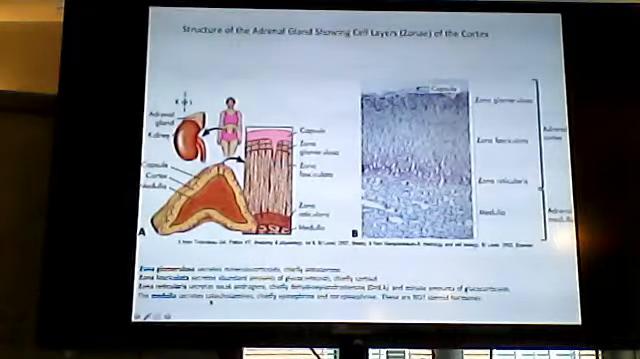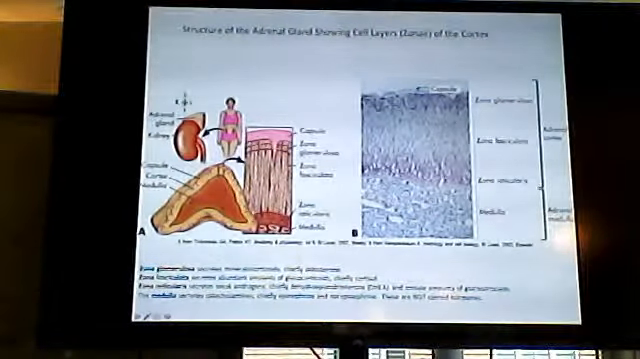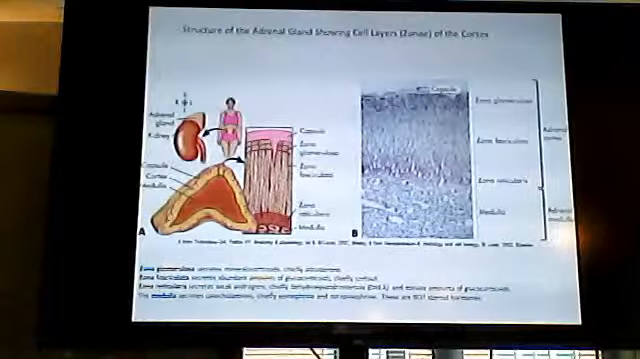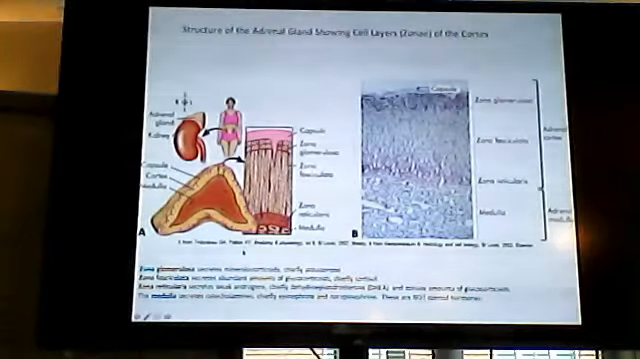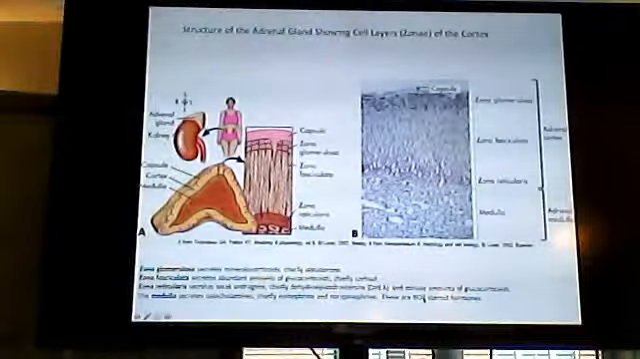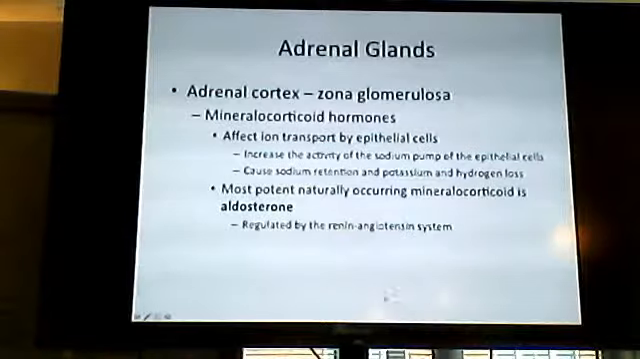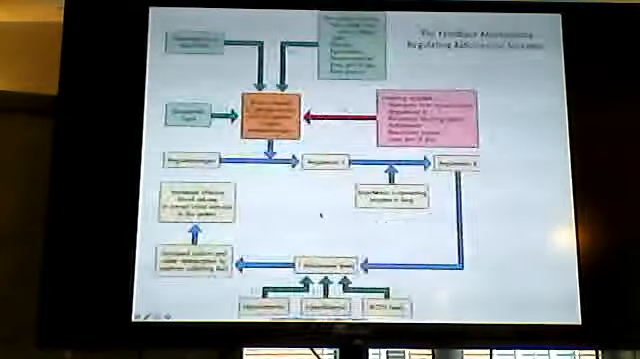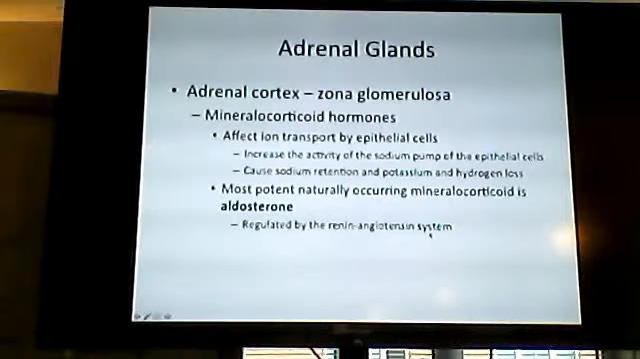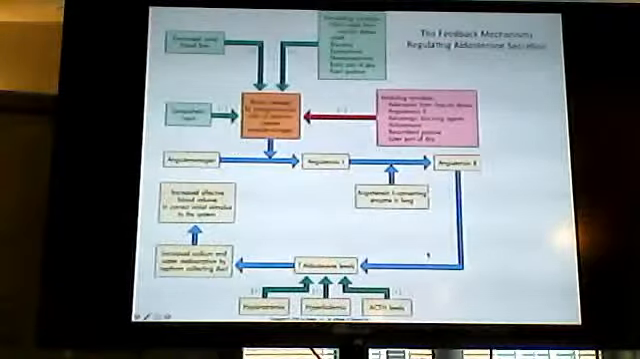And then the medulla is the inner portion of the adrenal gland, which secretes the catecholamines, epinephrine and norepinephrine, which are not steroid hormones. So this is pretty much what I just talked about, but aldosterone is important for the renin-angiotensin-aldosterone system.